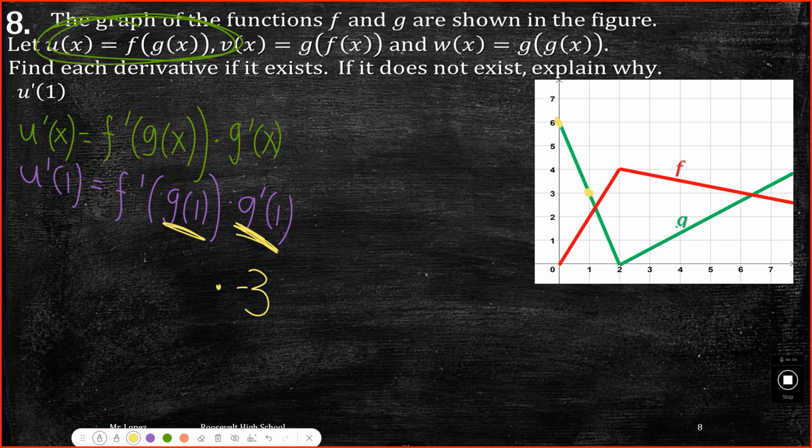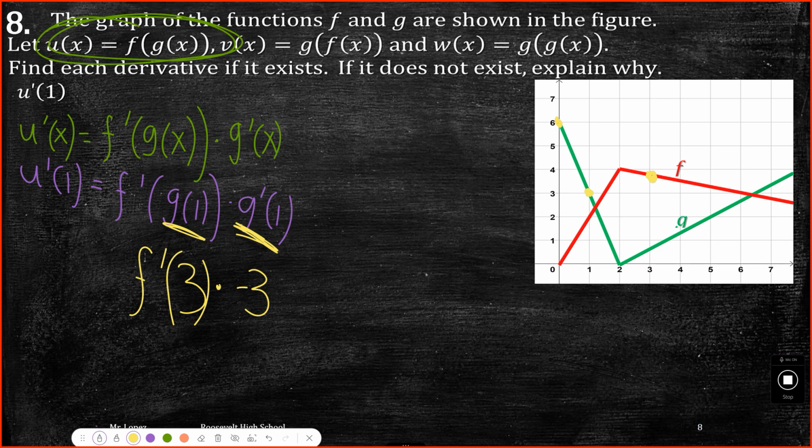G of 1. What is g of 1? Isn't that 3? Yeah, g of 1 is 3. But it's going to be evaluated as f prime at 3. What's f prime at 3? F prime at 3, right here, no? What's f prime at 3?